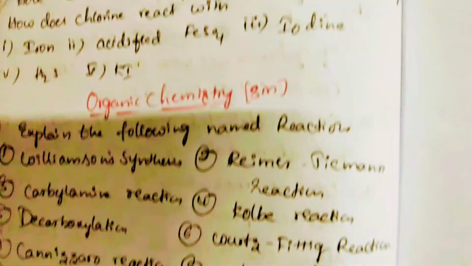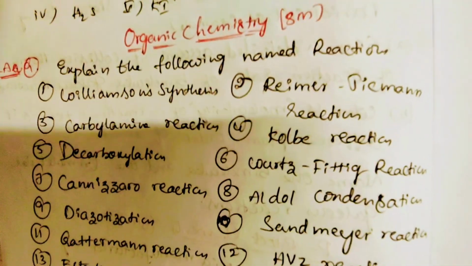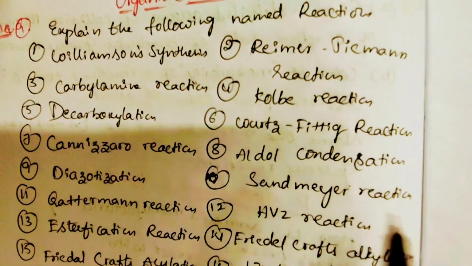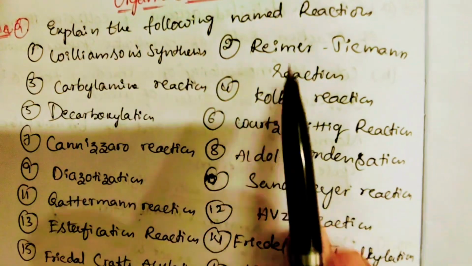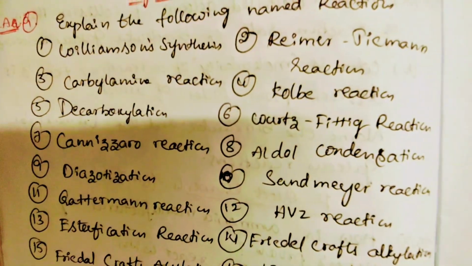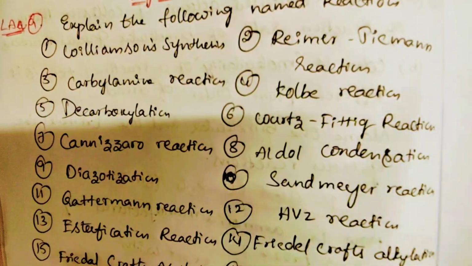Finally we come to organic chemistry, the most interesting one. Surely 8 mark questions, sure important. In this, first we have to learn the named reactions. From these named reactions they are asking 4 named reactions for 8 marks.